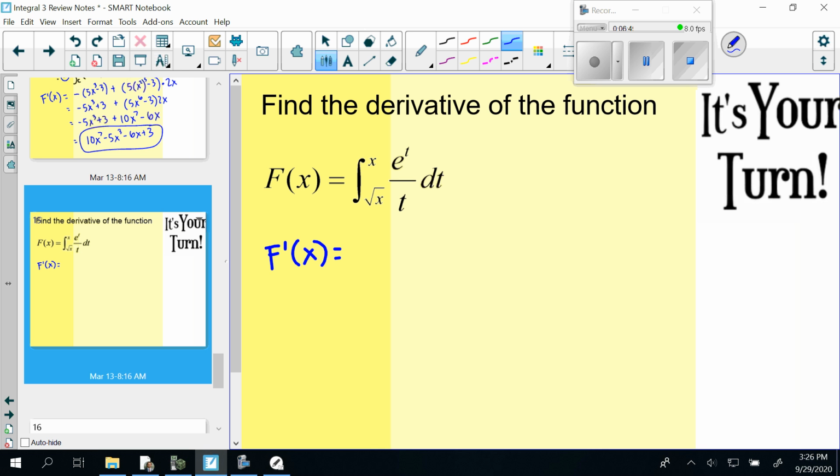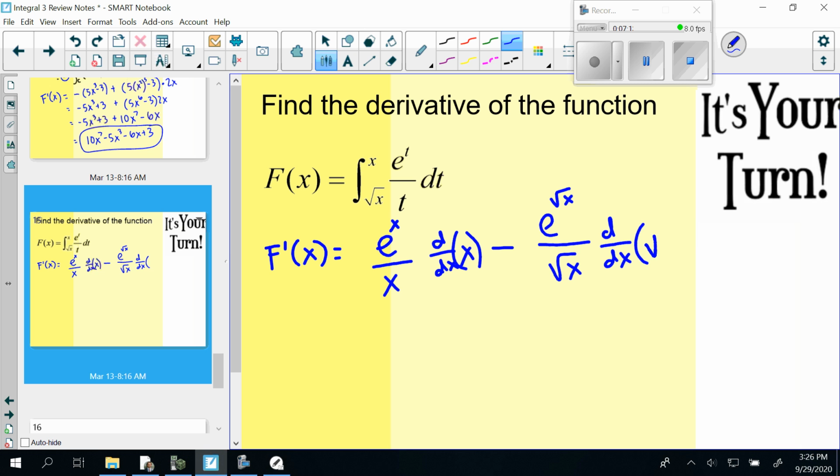So if we replace both these t's with x's here, it'd be e to the x over x times the derivative of x. In this case, derivative of x is just going to end up being 1 here, minus what you get if you do the other one. So e to the square root x over square root x, but times the derivative of square root x. And when we're doing that one, we probably want to think instead of square root x that it's x to the 1/2 power. So what we'll get here is e to the x over x. Derivative of x is just 1 minus e to the square root x over square root x.